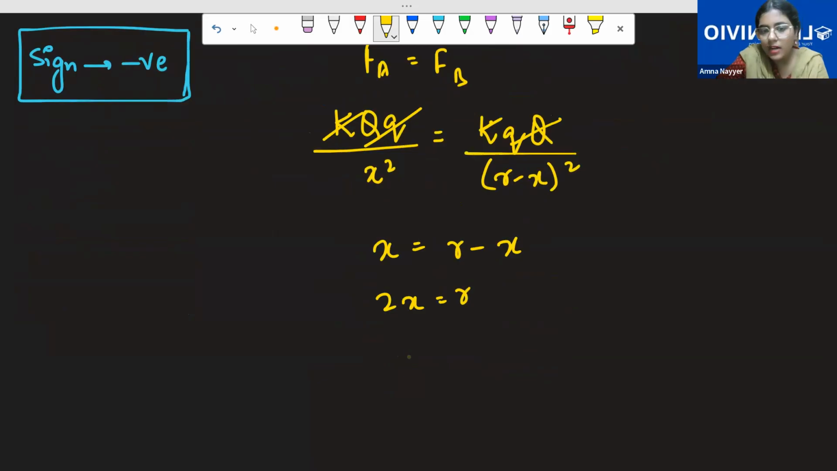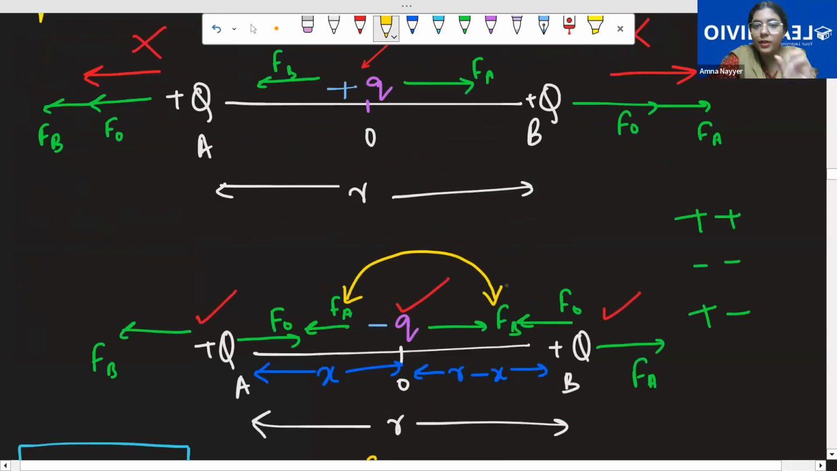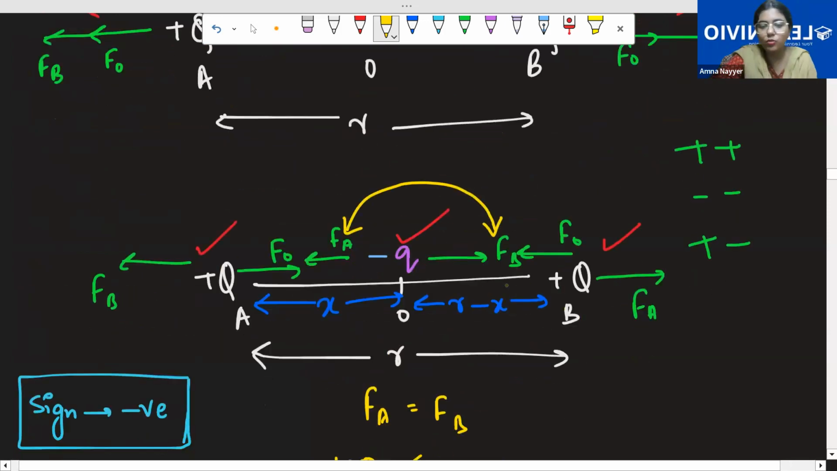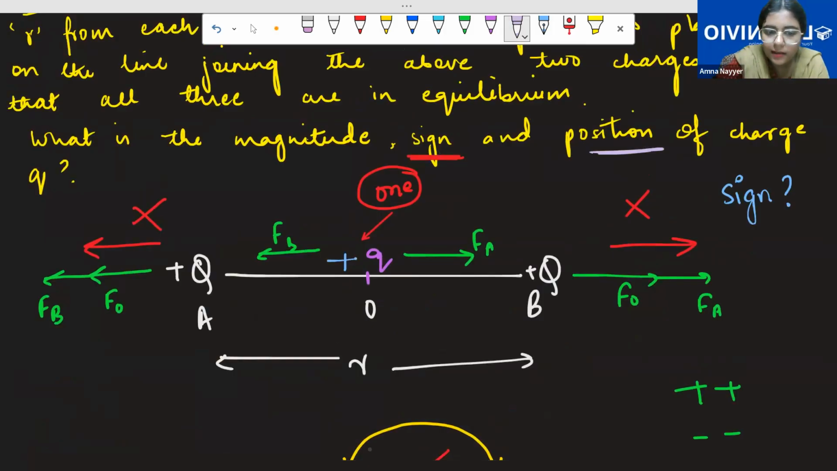2x is equal to R. So we can say X is equal to R by 2. Now you know the position as well. Means this new charge, that is minus Q, is put in the midpoint between plus Q and small q. This is R by 2 and this is R by 2. The two things are clear. We have just got the sign and the position. These two parts are clear to everyone.